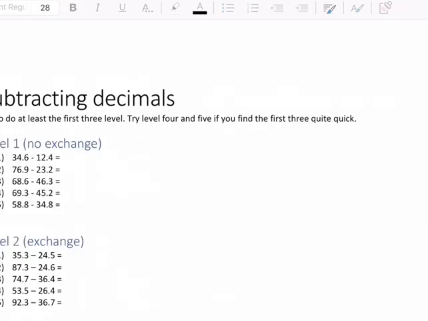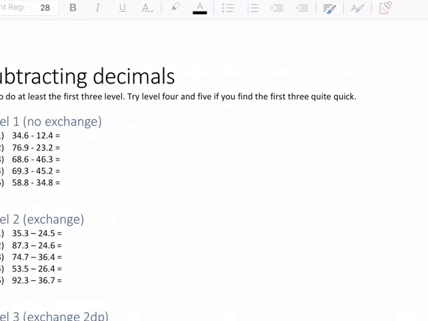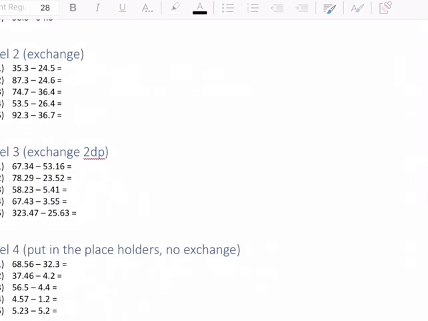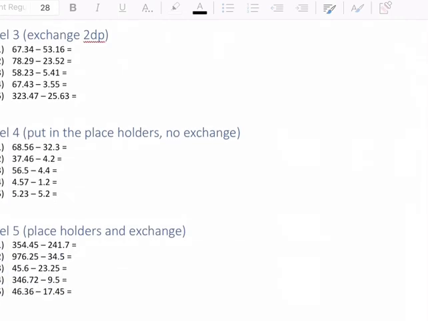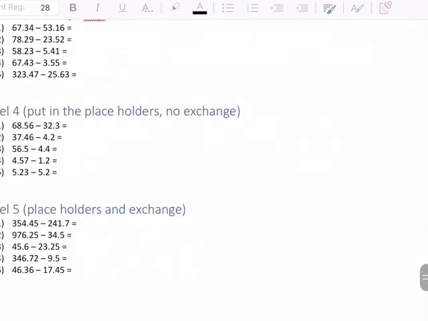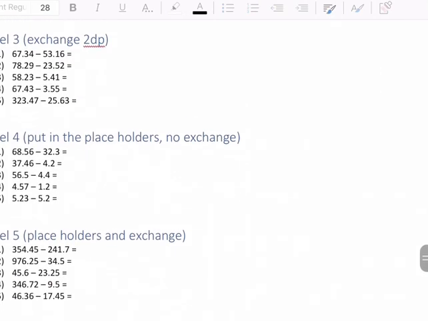Okay, this is the sheet that you'll have. So the first level, no exchanges, like the first page that we did. Then it's with exchanges. Then we go up to 2 decimal places with exchanges. And then the last 2 levels, 4 and 5, it's where the decimal place numbers don't necessarily line up on the 2 of them, but I'm sure you can line them up and put some zeros in if you want to. You need to do the first 3 levels. The second 2 levels are something you could go on to if you want to.